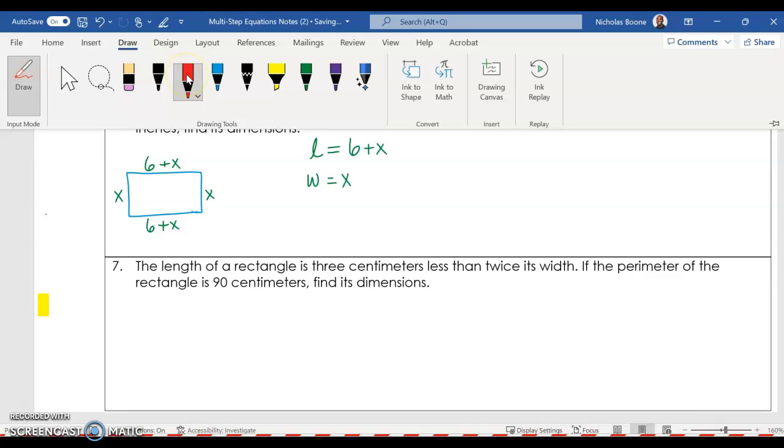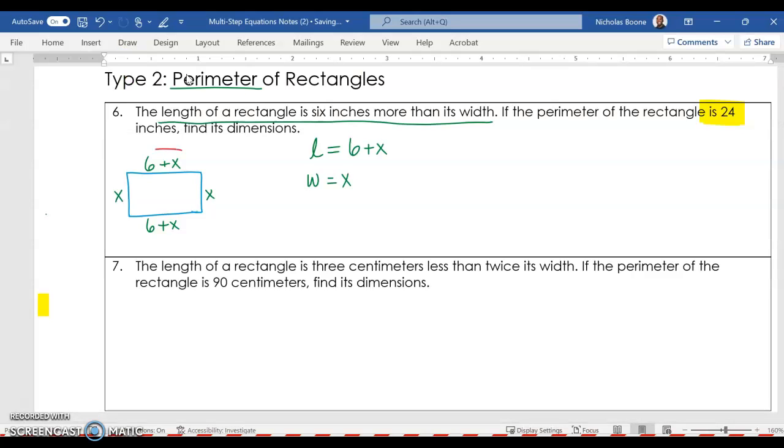So what that means is I can take each side: 6 plus x, x, 6 plus x, and my last x. And if I add all of those together, I'm going to get my perimeter, which is 24. So remember, the process here is you want to put together an equation, and then from there you can solve it. This is nothing new. We've been solving equations for the last few weeks.